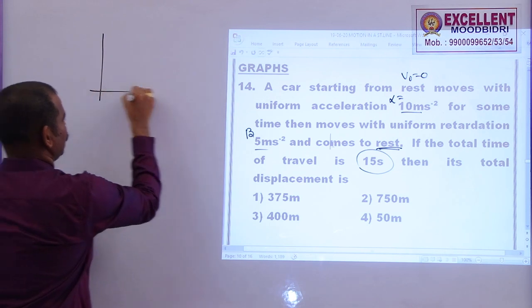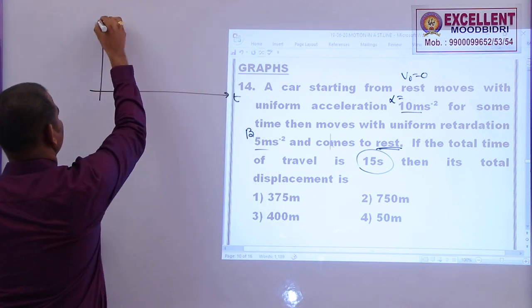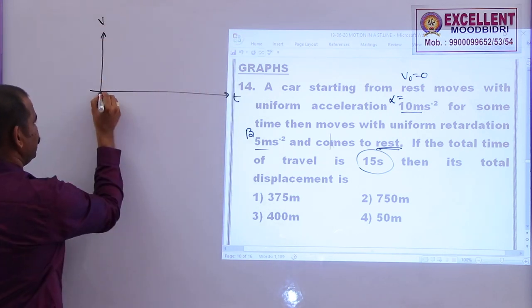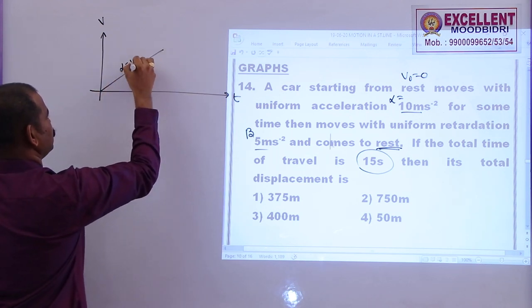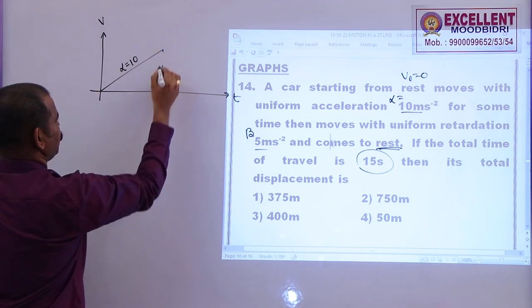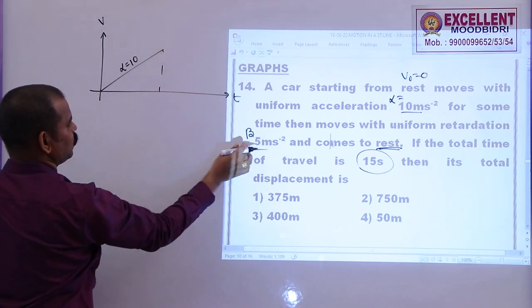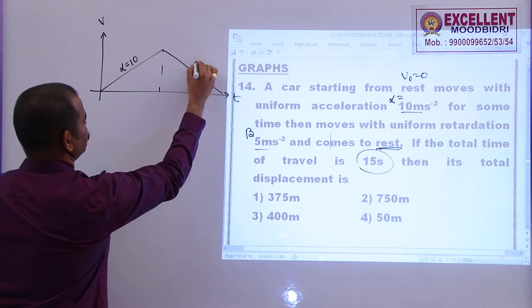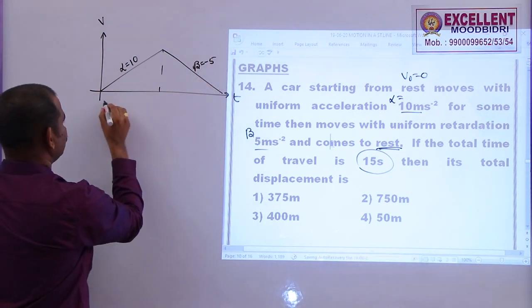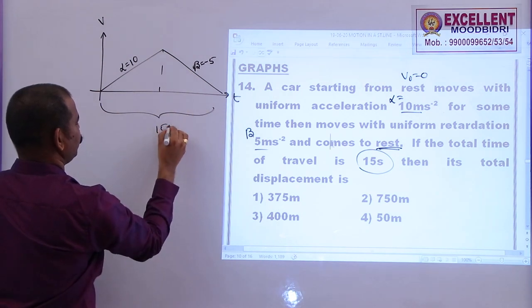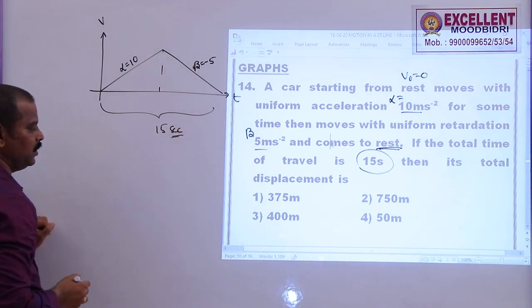So here let me draw the graph. This is a velocity-time graph. Initially it was at rest. Now it traveled with an acceleration of alpha equal to 10. It reached some point. After that, beta is equal to minus 5. Now the total time of journey is equal to 15 seconds. So what is the displacement?